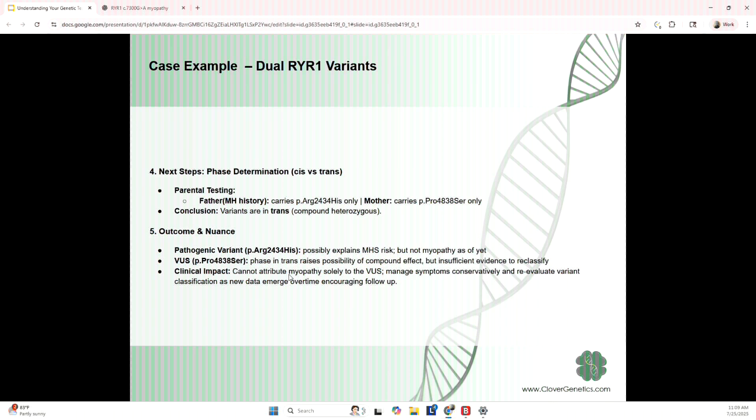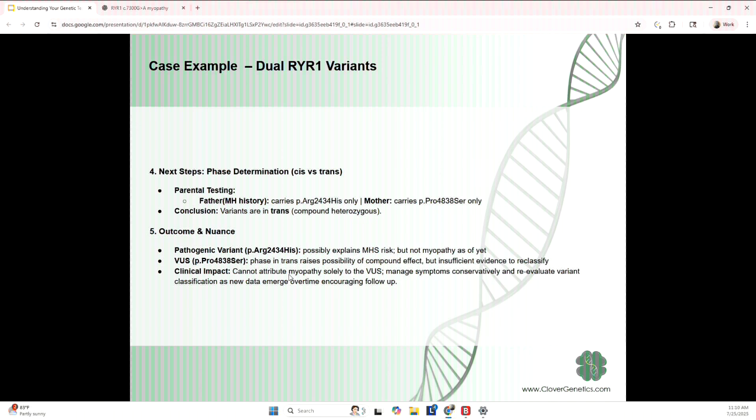So what we did in reference to this in terms of next steps is phase determination. Basically determining if both of these variants were inherited from one parent or one from each parent, or de novo, meaning a new variant that was not inherited. In doing so, we identified that these are in trans, meaning one is coming from the father and one from the mother. The father, who had a MH history, was found to have that well-characterized variant, whereas the mother was noted to have that VUS. Again, she did not denote any symptoms.